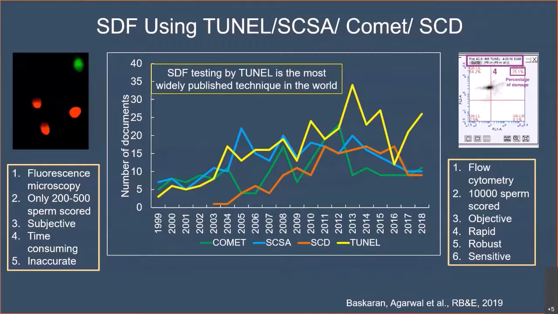The other method that is used is flow cytometry. And in this method, 10,000 sperm are scored. It is objective, rapid, robust, and a very sensitive technique. And therefore, today I'm going to talk about the measurement of sperm DNA fragmentation using the flow cytometry method.